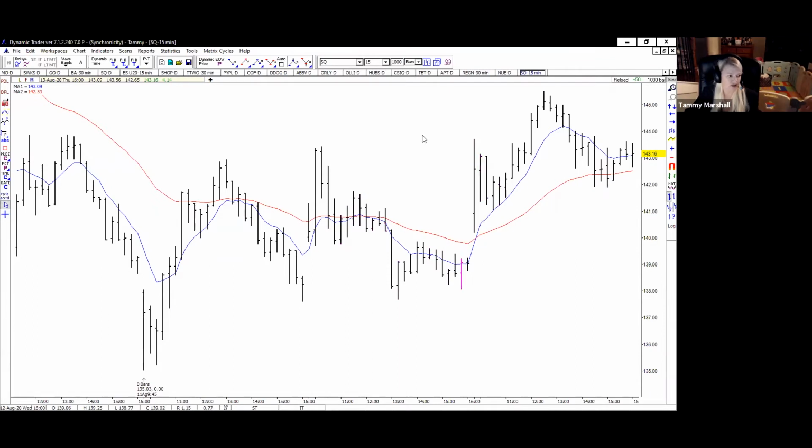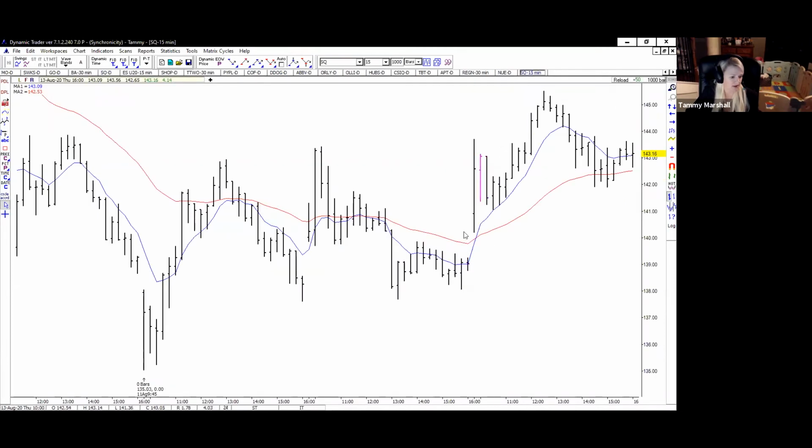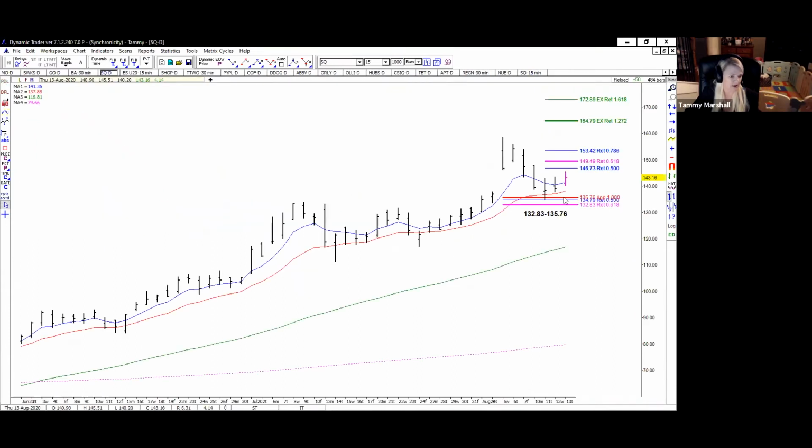and then you manage. So you have your setup back here on the daily setup. You have your trigger here on the 15-minute. Then you enter the trade, and now you're going to manage it. What I mean by managing it is when you get up to these green extension numbers at 164 and 172, you're going to trail up your stops.